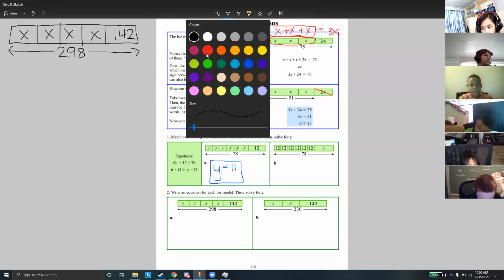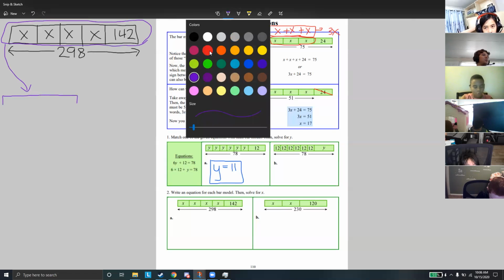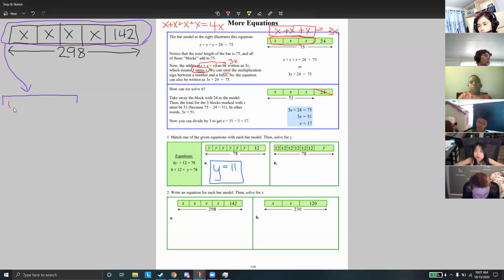Everything inside the bar is going to be on one side of the equal sign. I'll make it so everything inside the bar is on the left side of the equal sign. We need to know that everything inside the bar is added together. So it's x plus x plus x plus x plus 142. And x plus x plus x plus x is equal to 4 times x, or 4x. There's 4 x's there that are all being added together. So on the left side, we'll have 4x.